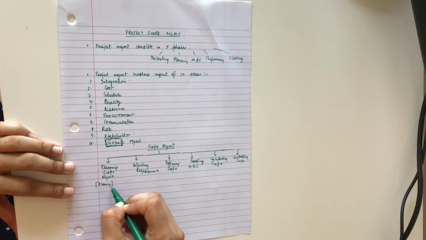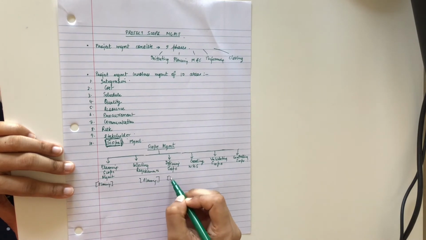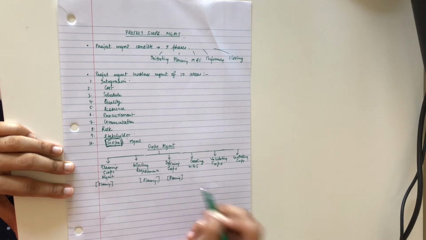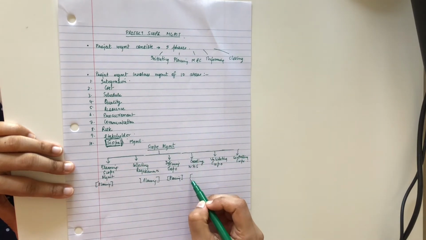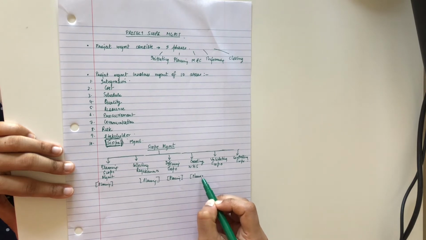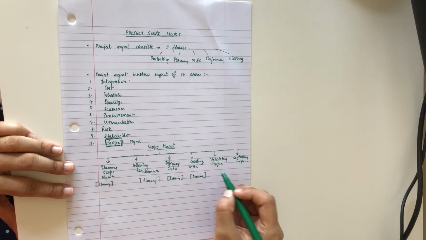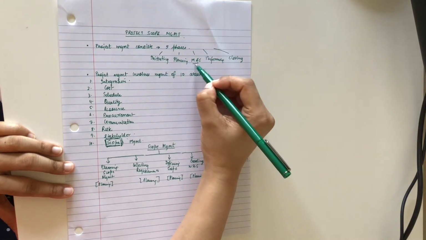Collecting requirements is also planning. Defining scope is also planning, because we are not doing any work, we are just planning, like we are just defining how to do that. Creating WBS is also planning, because we will use the WBS to perform the work. So it's again planning. Validating scope is basically monitoring and controlling.